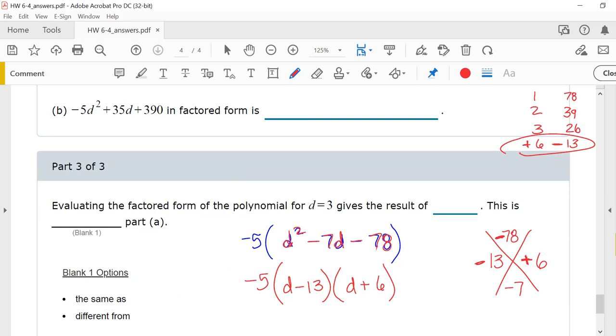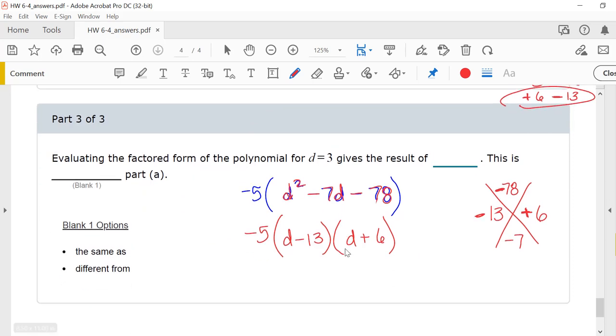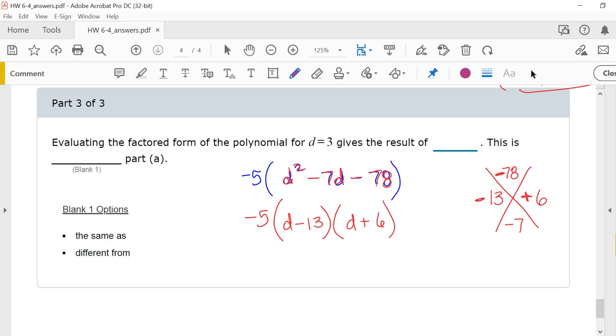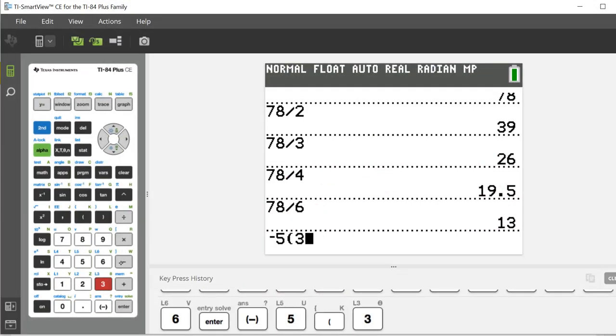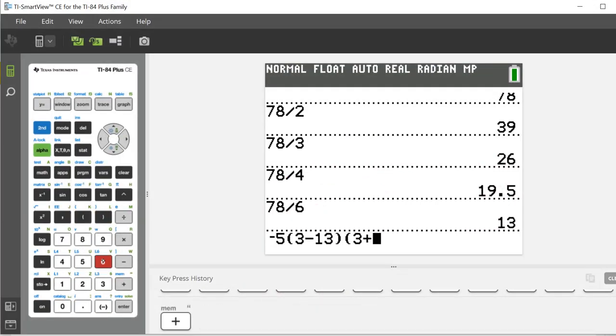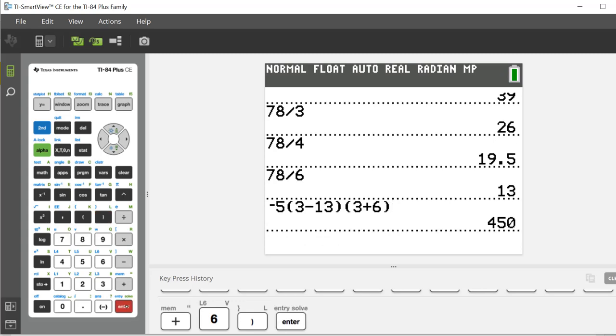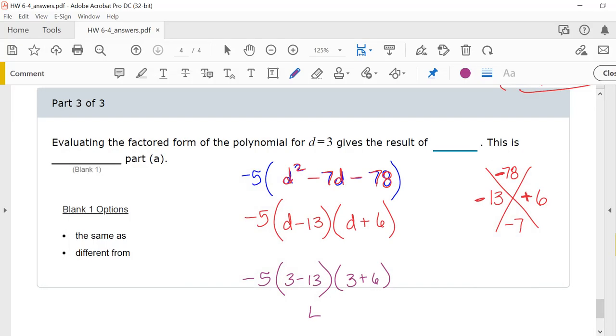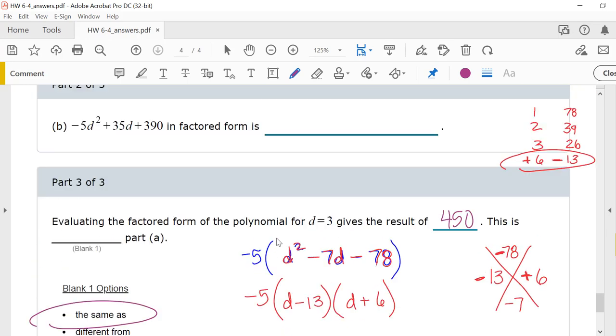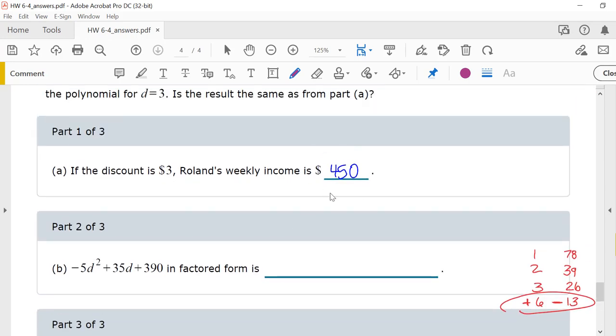Okay, evaluating the factored form. What if I plug in 3 for d? I'm going to plug 3 in for d, so I'm going to do negative 5, 3 minus 13, 3 plus 6. Here we go. I get 450. The result is 450, and it's the same as part A. I also got the number 450.